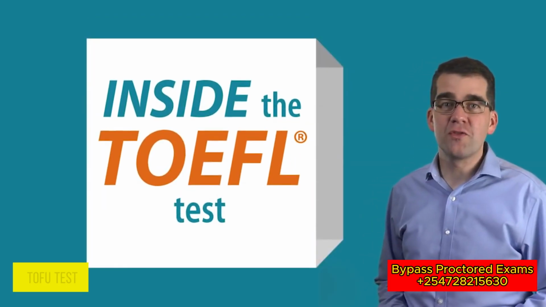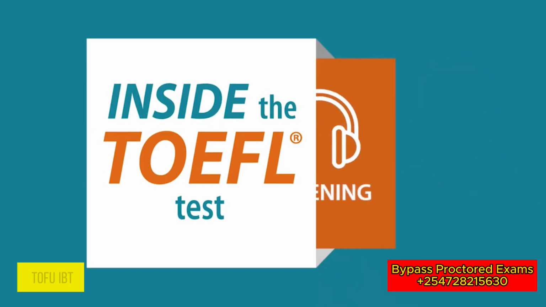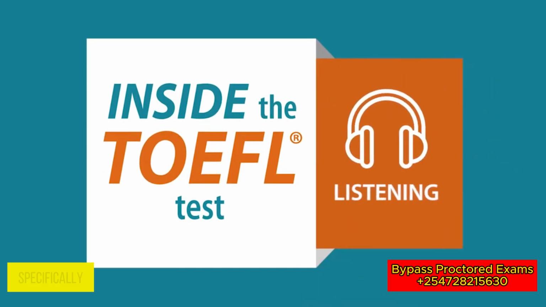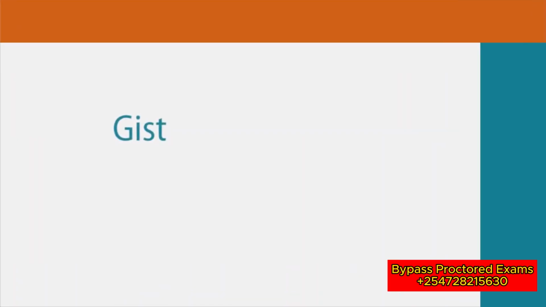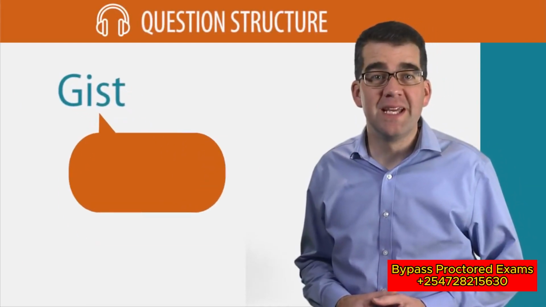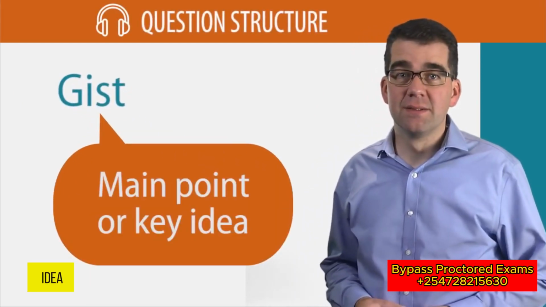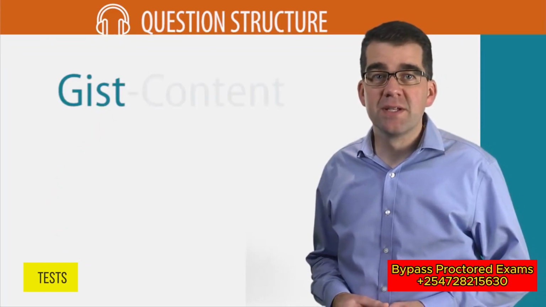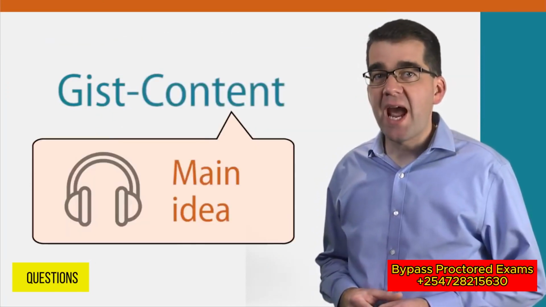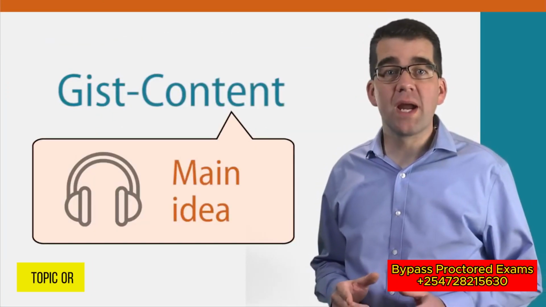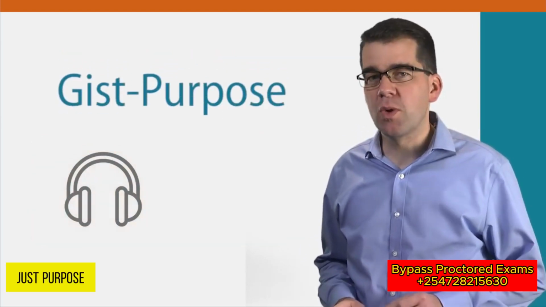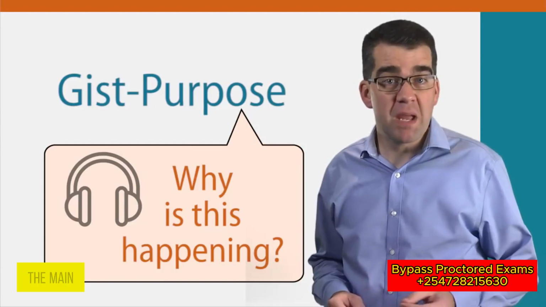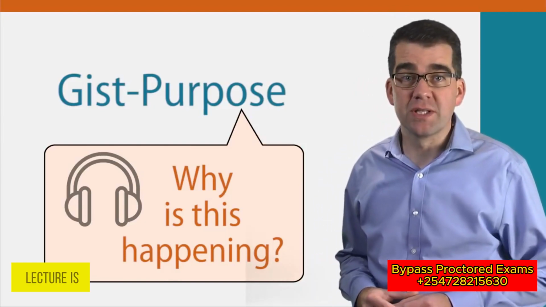Today on Inside the TOEFL Test, we're going inside the TOEFL iBT listening section, specifically the gist content and gist purpose questions. The gist of something is the main point or key idea. In the TOEFL iBT test, gist content questions ask you to identify the main topic or idea of the listening conversation or lecture. Gist purpose questions ask you to identify what the main purpose of the conversation or lecture is.